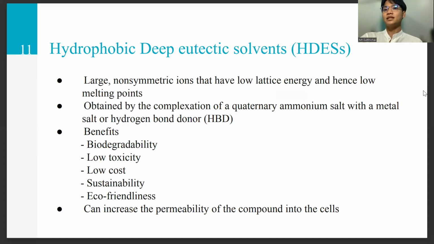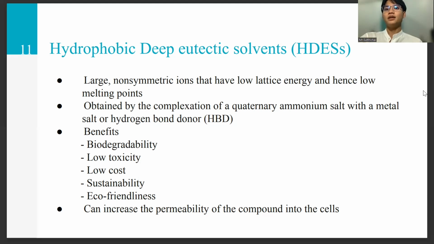HDESs are considered one of the most versatile alternative media with widespread application. As HDESs contain large non-symmetric ions that have low lattice energy and hence low melting point, they are usually obtained by the complexation of a quaternary ammonium salt with a metal salt or hydrogen-bond donor.